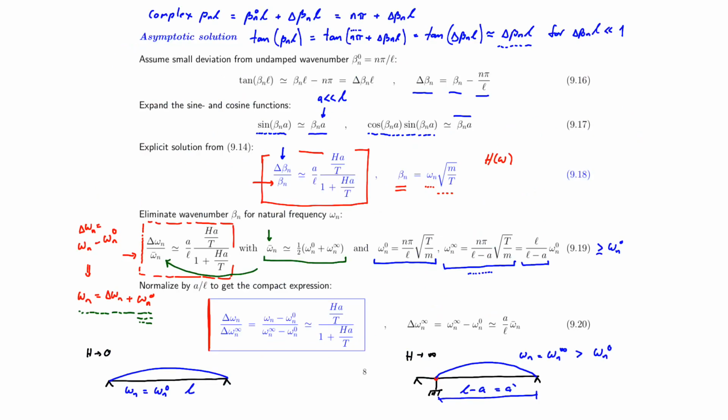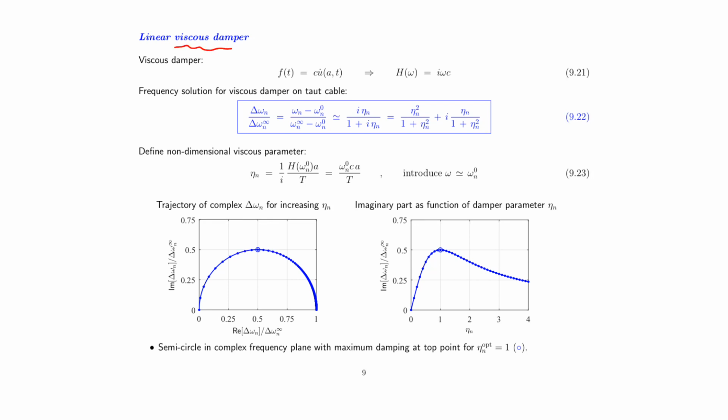And that is what is stated here in this box in 9.20, providing us a solution for the complex increment, normalized by the real valued maximum increment, and on the right-hand side we need an expression for our damper given by this H function. Let's assume that we have a viscous damper. For the viscous damper we had that H was equal to i omega c. In this case, the right-hand side, the fraction, can be written in terms of a non-dimensional damping parameter called eta.